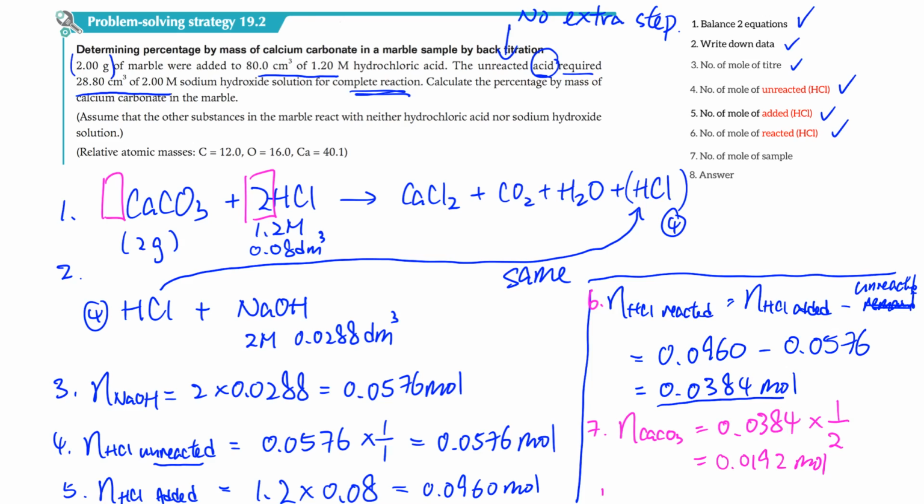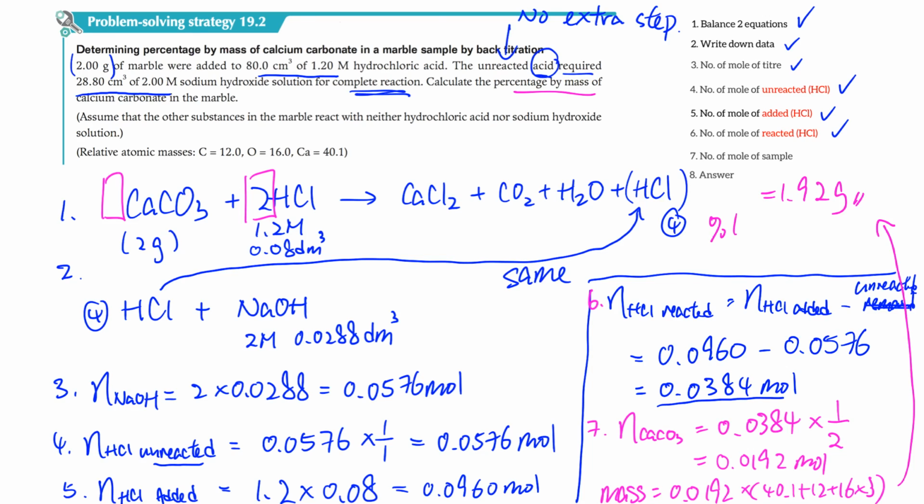And then the mass of this will be equal to 0.0192 times (40 + 12 + 16 times 3), and the answer for this part will be 1.2 gram. After you got 1.2 gram, we're going to find out the percentage by mass. The percentage by mass will then equal 1.2 over 2, times 100%, and the answer will be less than 100%. That will be 56%. That will be the answer.